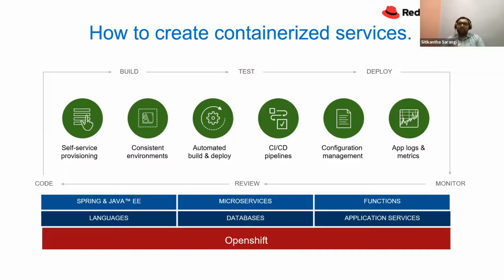So when we talk about creating containerized or microservice based services on OpenShift, there is no language barrier. You don't have to assume that only Java applications can run on OpenShift. There is nothing like that. You can run Python applications, you can run C, you can run scripting as well, your bash scripts, on OpenShift. So it is a self-service provisioning platform.